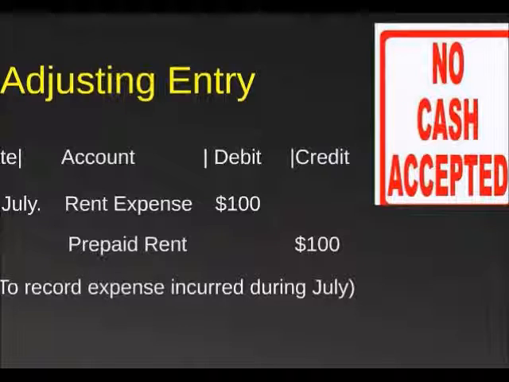On the 31st of July, at the end of the month, the adjusting entry is as follows. The rent expense account increases by $100. This is because Mark has used 1 month of his prepaid rent. His prepaid rent account decreases by $100 and it is credited. This is because his 12 months of prepaid rent has decreased.